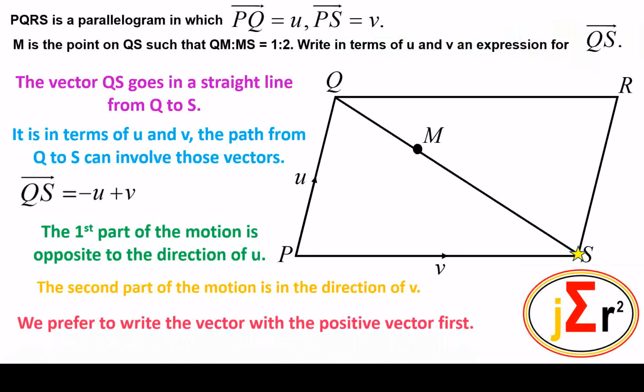We prefer to write the vector with the positive vector first. So we have QS is equal to negative U plus V. We prefer to write it with the V first because it is positive. Mathematicians generally like to write expressions with the positive term first, if possible, rather than having an expression begin with a negative term. And that's all there is to it. QS is equal to V minus U.